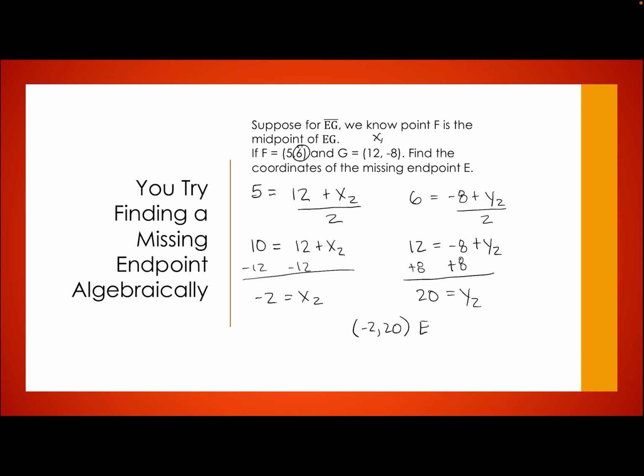You should go back and check E and G to see if you get the midpoint of F. So 12 plus negative 2 divided by 2 and negative 8 plus 20 divided by 2. 12 minus 2 is 10. 10 divided by 2 is 5. Negative 8 plus 20 is 12. 12 divided by 2 is 6. We get that midpoint. So that means our endpoint is correct.